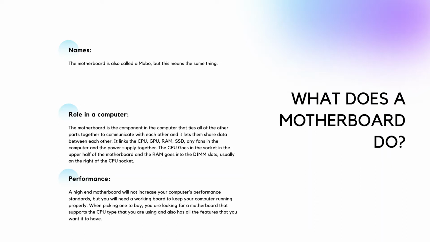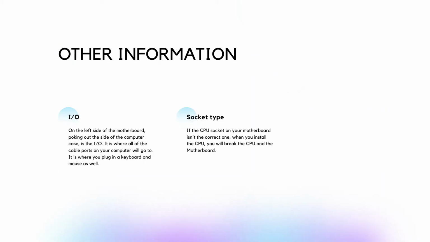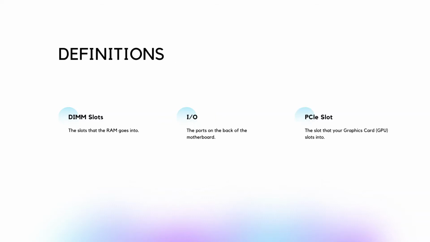The CPU goes in the socket in the upper half, or in the middle if it's a small motherboard, and the RAM goes in the DIMM slots to the right of the CPU socket. A high-end motherboard will not increase your computer's performance, but you will need a working board to keep your computer running properly. On the left side of the motherboard, poking out the back side of the computer, is the I/O. If the CPU socket on your motherboard isn't the correct one when you install the CPU, it'll break the CPU and the motherboard, so make sure it's the correct socket.